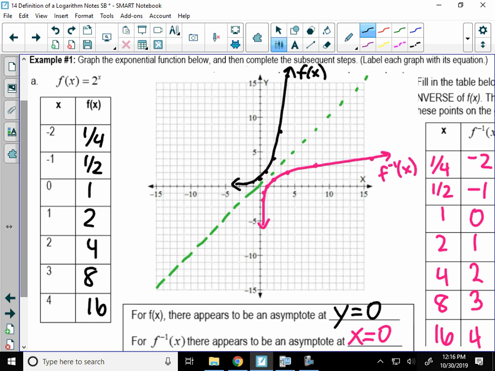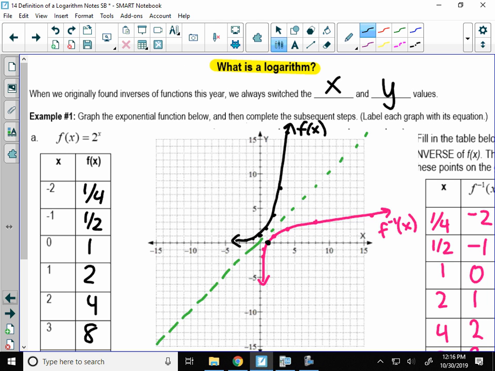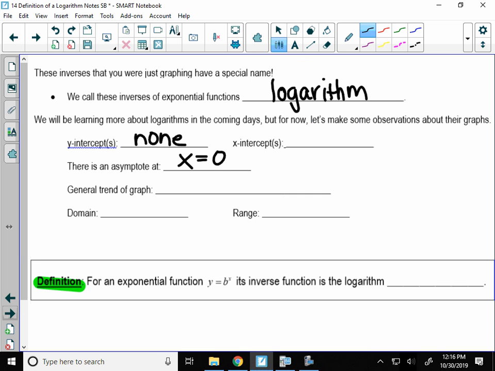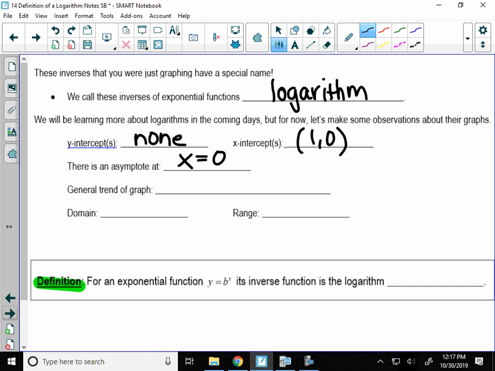No, why not? Yeah, there's an asymptote at the y-axis, right? So we can fill that part in. So there's no y-intercept because there's an asymptote at x equals 0 for the y-axis. Right? It never touches it, there's no y-intercept. Was there an x-intercept? Where at? 1, 0. Okay, so there's an x-intercept at 1, 0. What's the general trend of the graph? Increasing, decreasing? It's increasing. Okay.